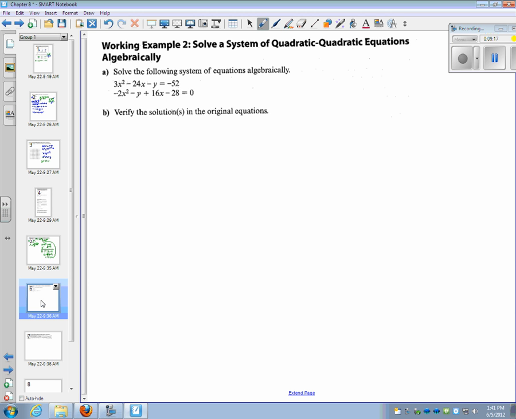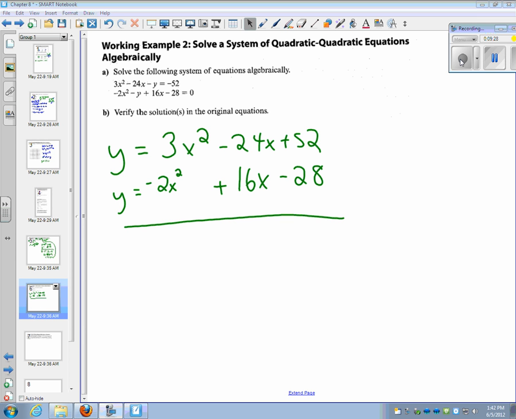Okay, solve a system of quadratic equations. Solve the system algebraically. Verify the solutions in the original equations. Okay, I'm going to use elimination to start with. So what I did is I solved each of these equations for y, and now I'm going to use elimination. So y minus y is 0. 3x squared minus 2x squared is 5x squared. Negative 24 minus 16 is negative 40x. And positive 52 minus negative 28 is going to be 80.